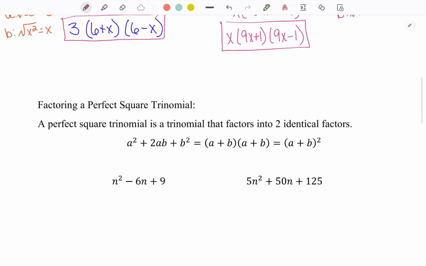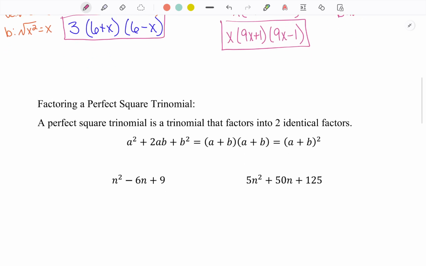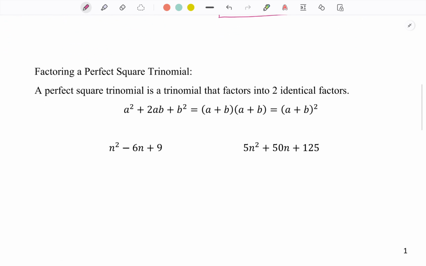All right, so now for our second pattern. That is the perfect square trinomial. So for a perfect square trinomial, what you will see is that you have a perfect square as your first term and as your last term. And then in the middle, you are going to have twice the product of the two square roots.